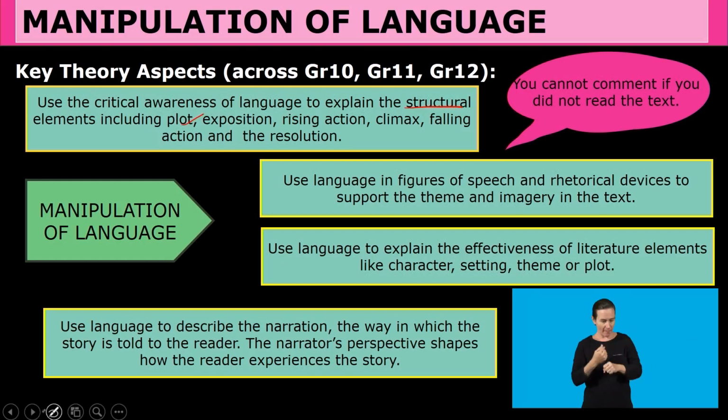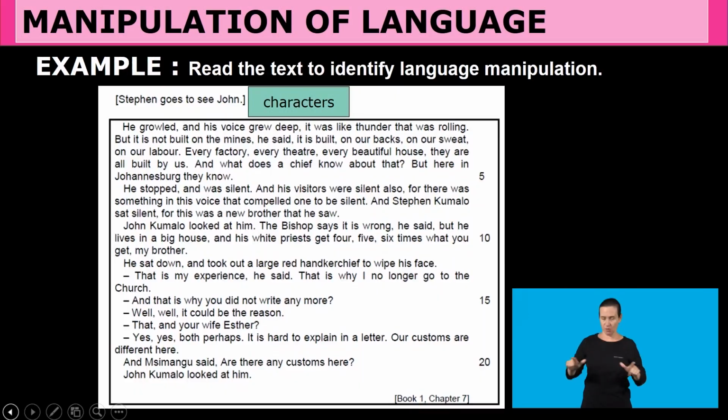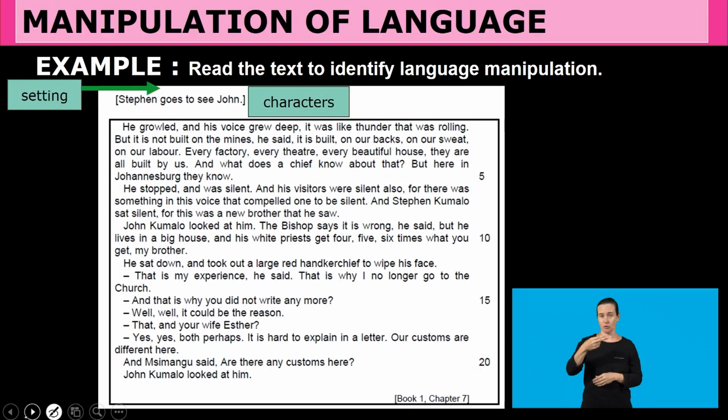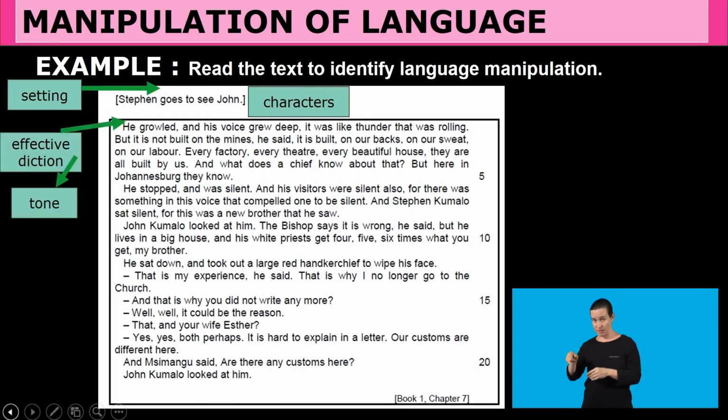So now we've looked at the manipulation of language in a novel. Let's see if we can break this down. Now, already we've identified our characters, Stephen and John. The setting: Stephen goes to see John, which means he's traveling. He's leaving his rural village for Johannesburg. Look at the effective diction for "he growled". It identifies the tone, the way in which those words were spoken.